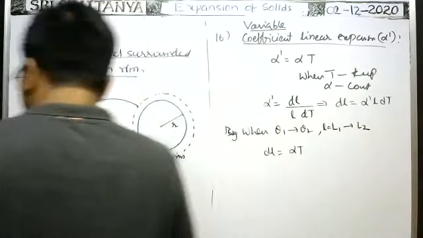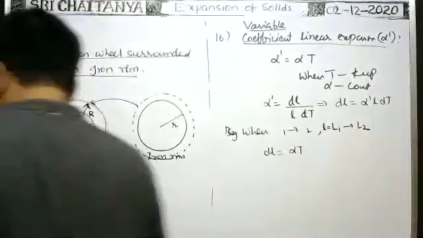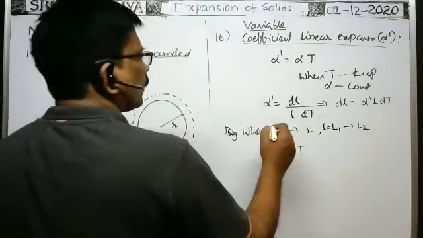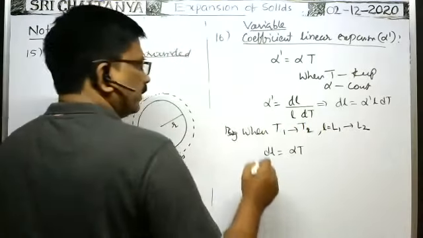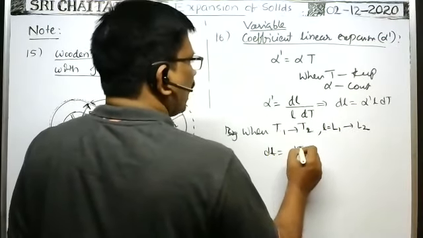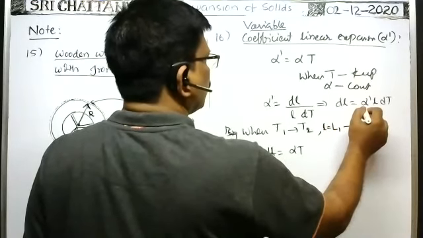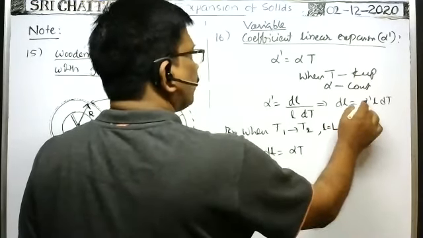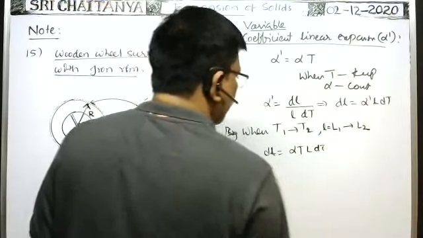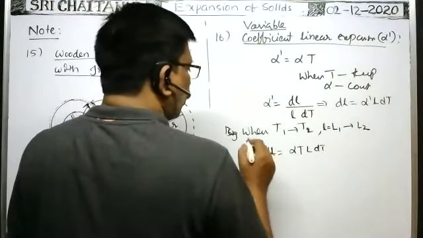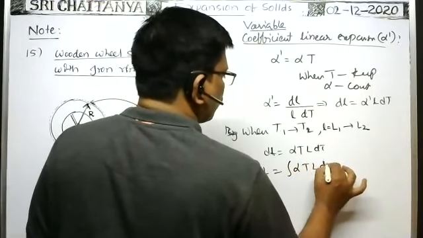Here the temperature goes from T1 to T2. Now dL is equal to alpha dash, which means alpha into T, into the initial length L into dT. Therefore, the total increase in length, the integral of dL, is equal to the integral of alpha T into L dT.